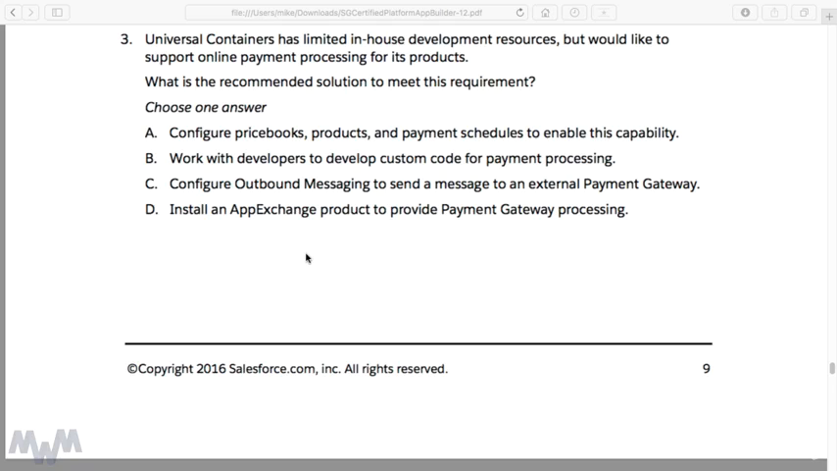And so bear in mind that we've just walked through downloading apps off the AppExchange. It makes sense to look at the sample exam question now related to the AppExchange. So that would be sample exam question number 3 from the exam guide for the certification. So that reads, Universal Containers has limited in-house development resources, but would like to support online payment processing for its products.